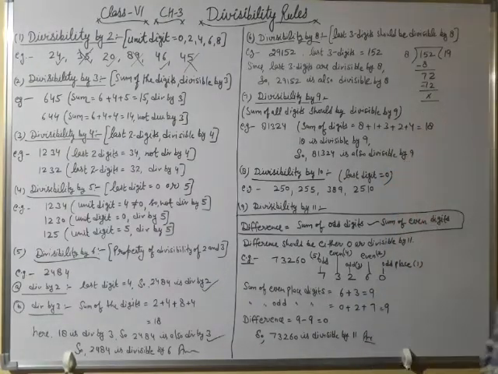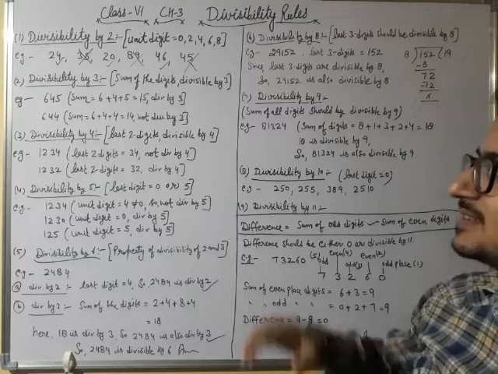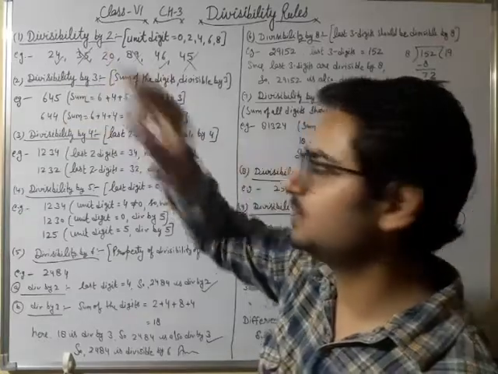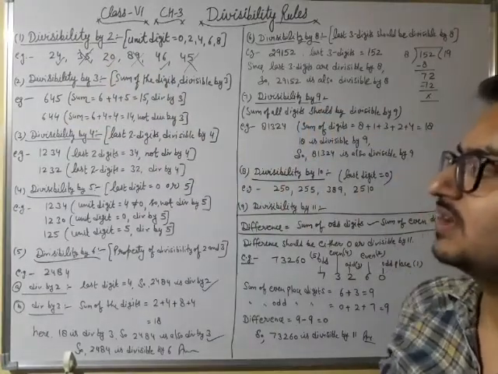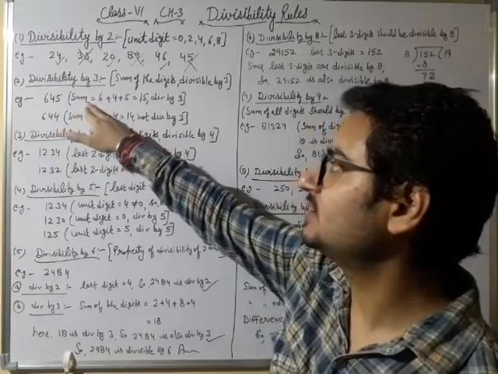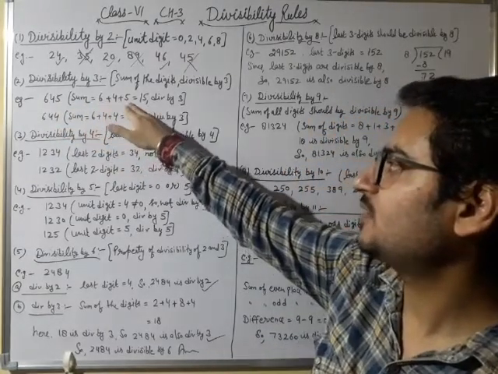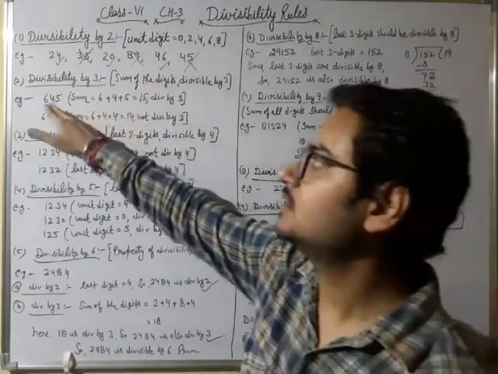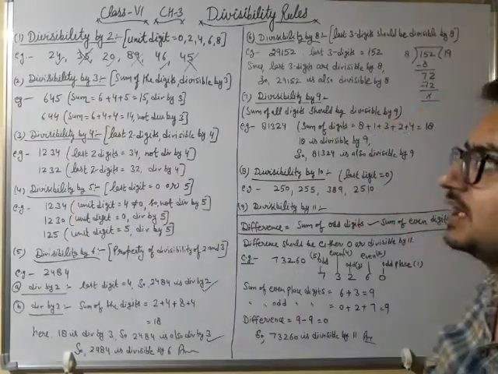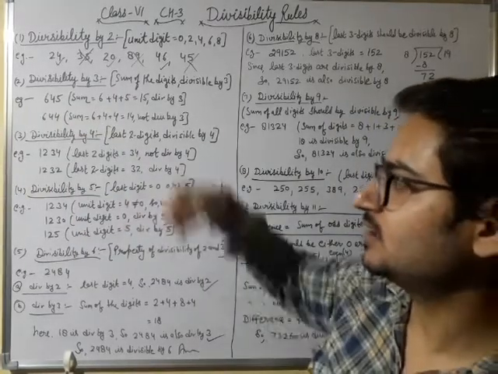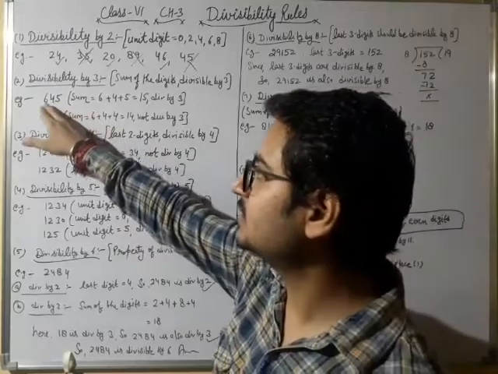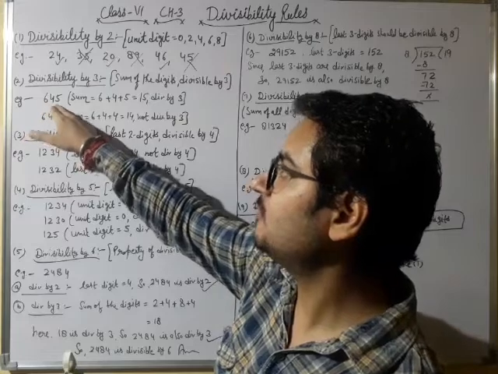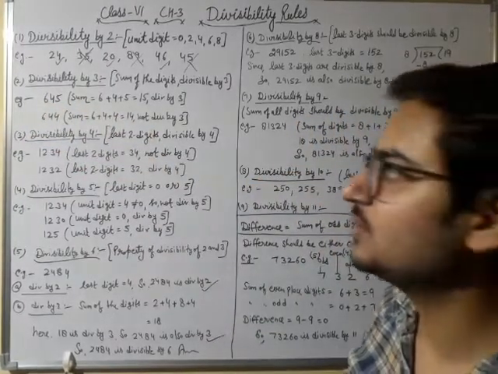Property number 2, divisibility by 3. If the sum of the digits is divisible by 3, then the number is also divisible by 3. Example: 645. The sum of its digits is 6 plus 4 plus 5, which is equal to 15, and 15 is divisible by 3. Therefore 645 is also divisible by 3. What we are doing here, students, is not actually dividing 645 by 3. We are checking divisibility of 645 by 3 with the help of divisibility rules.